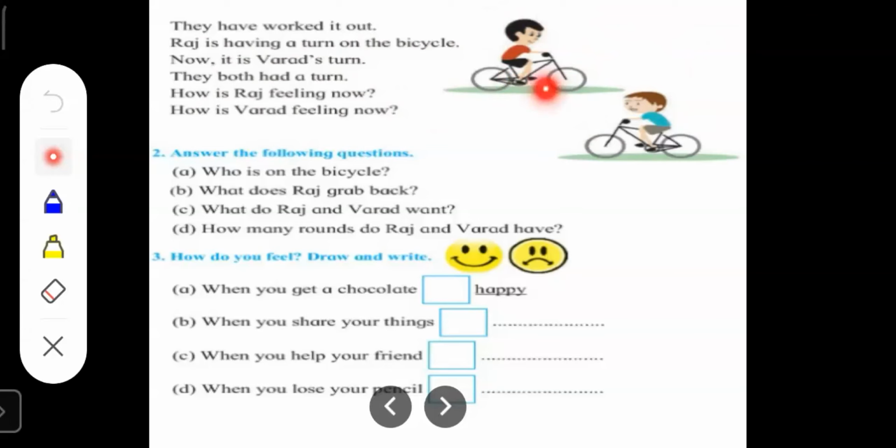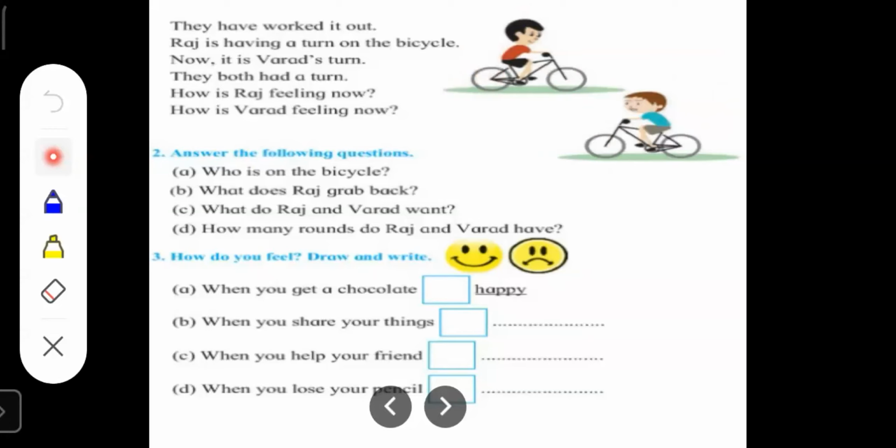What is the solution? First, Raj will ride the bicycle, and when he finishes 3 rounds, how many rounds? 3 rounds. When he finishes 3 rounds, then Varad will ride. So you can see in this way, both are having their turn. One by one, both are having their turn on the bicycle. And you can see that both are having fun and both are looking happy.